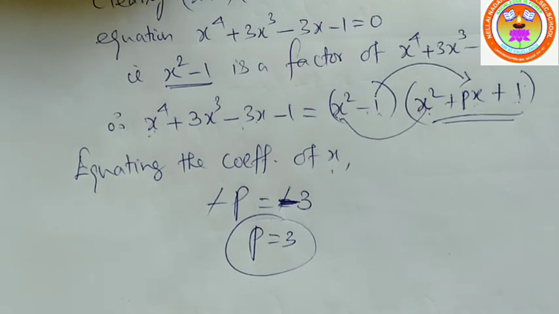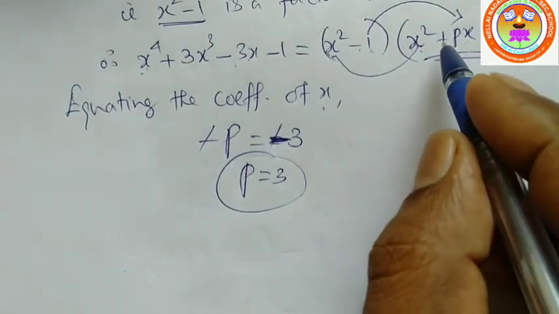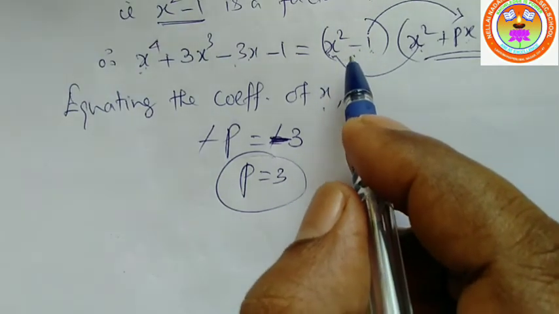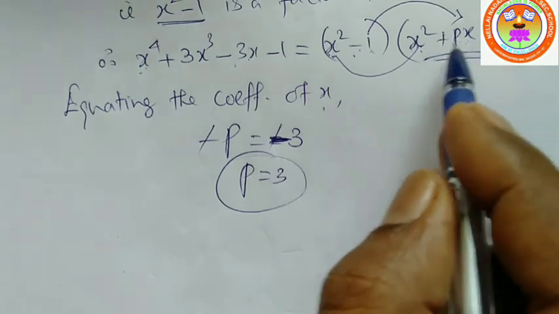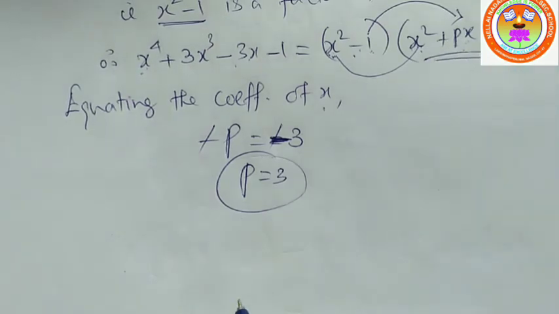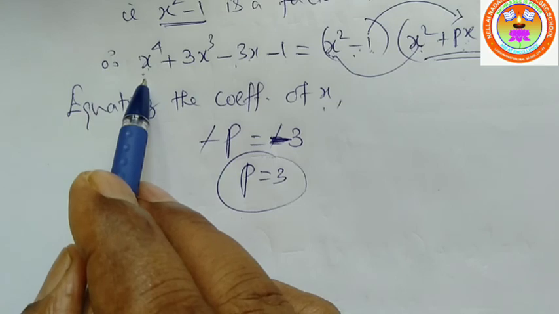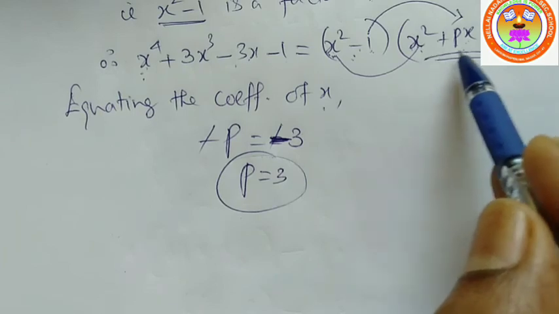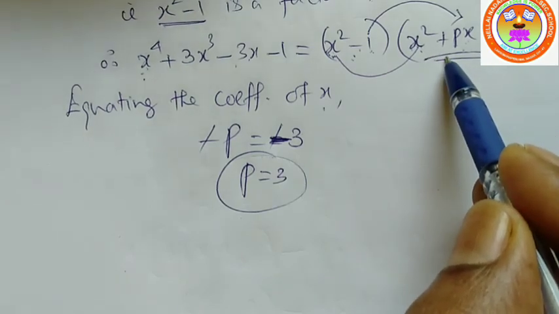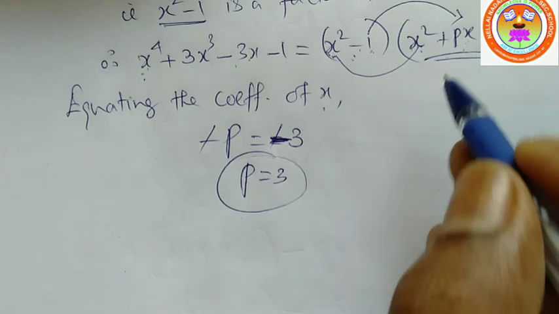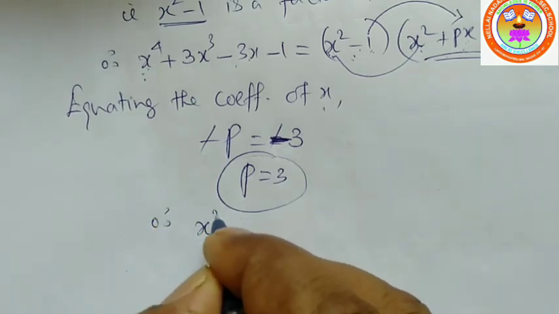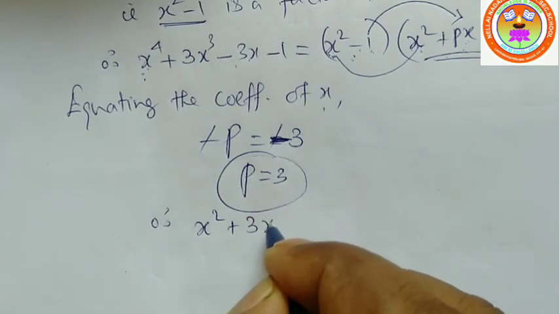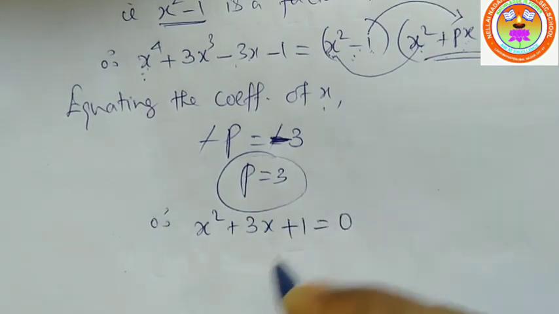So the remaining two roots are obtained from this equation. From this factor we got plus 1 and minus 1 as roots. Degree 4 means this equation has 4 roots. 2 roots we already got. So from this quadratic equation we can get the remaining 2 roots. So x square plus px, p is plus 3, so x square plus 3x plus 1, which is equal to 0.